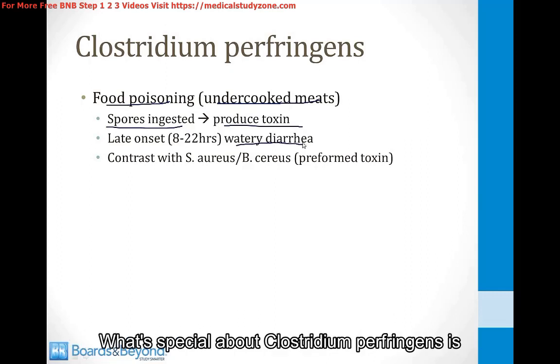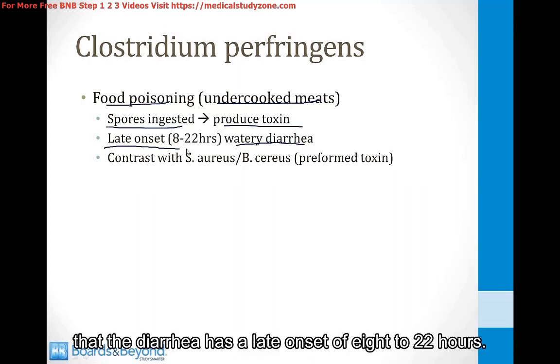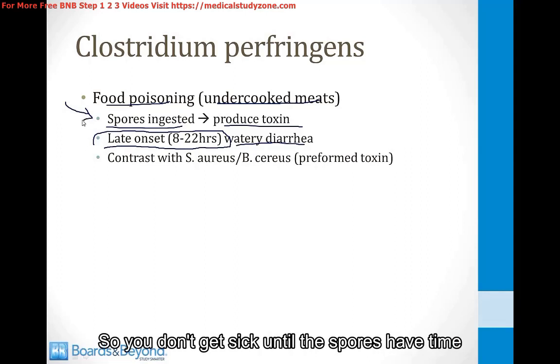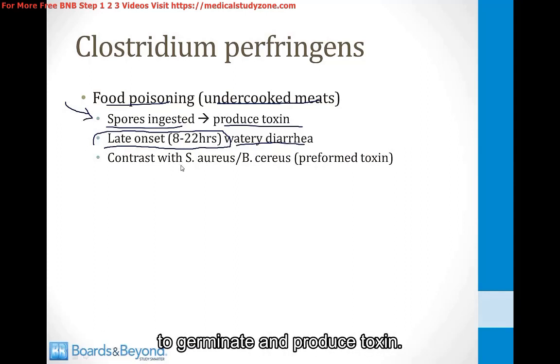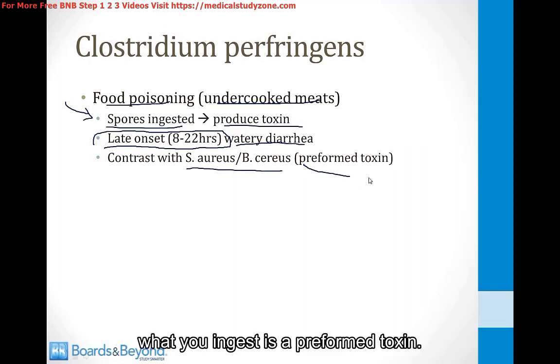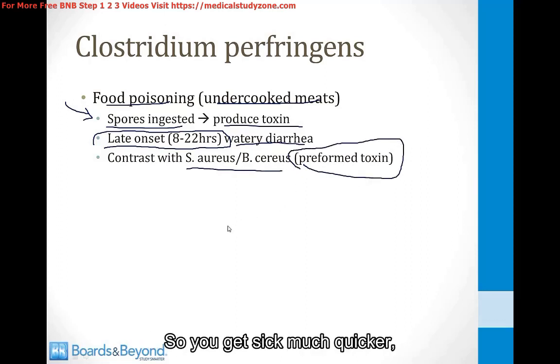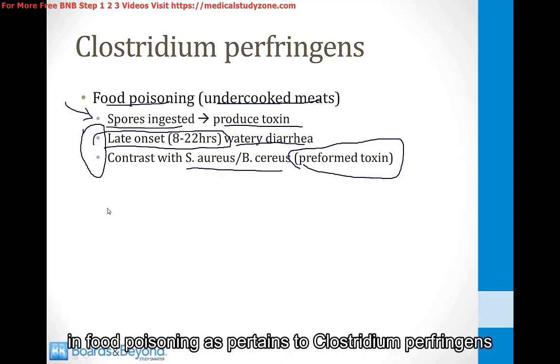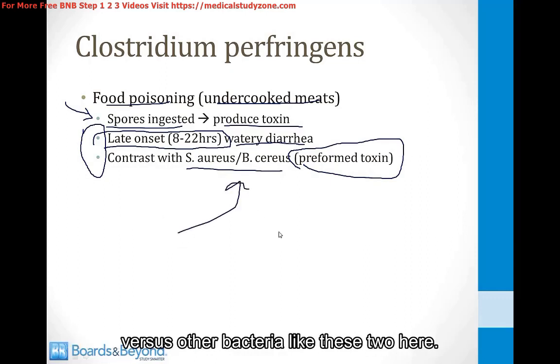What's special about Clostridium perfringens is that the diarrhea has a late onset of 8 to 22 hours. The reason for this is because you're ingesting the spores, so you don't get sick until the spores have time to germinate and produce toxin. Now contrast this with food poisoning from Staph aureus or Bacillus cereus. In both of these bacteria, what you ingest is a preformed toxin, so you get sick much quicker, usually in about 3 to 6 hours. And it's high yield to know this difference between early onset and late onset diarrhea in food poisoning as pertains to Clostridium perfringens versus other bacteria like these two here.